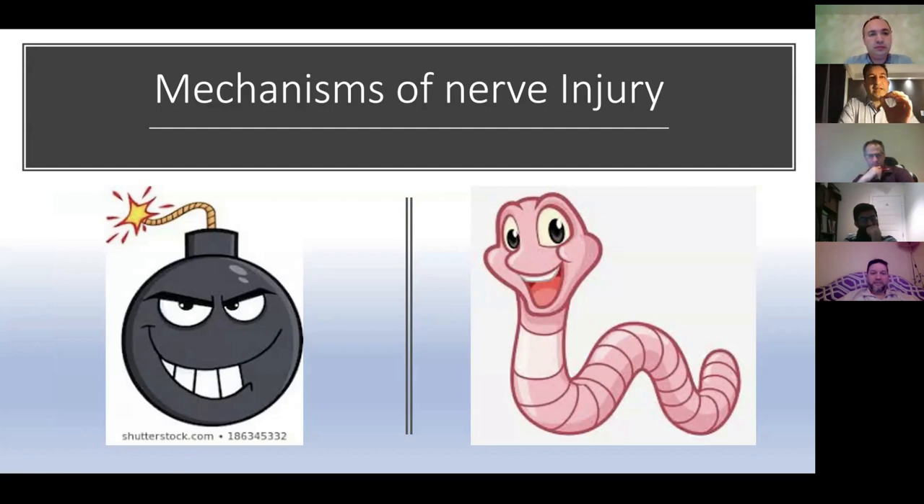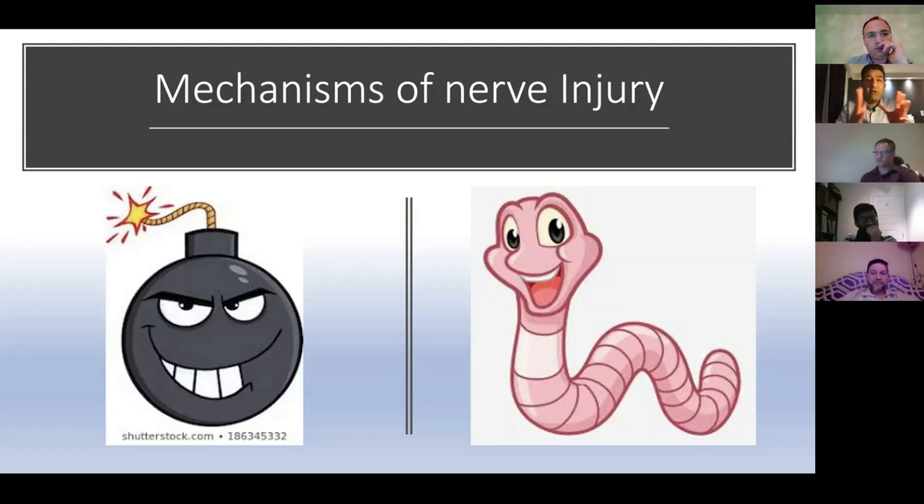So the analogy that I think of is, imagine if you have a lit bomb and you put the lit bomb in a puddle of water. The bomb will not go off because it's surrounded by a puddle of water. But if you dry the bomb and you take away the water and you light it, it will then go off and work. And this is very analogous to what happens in a conduction block or a neuropraxia.